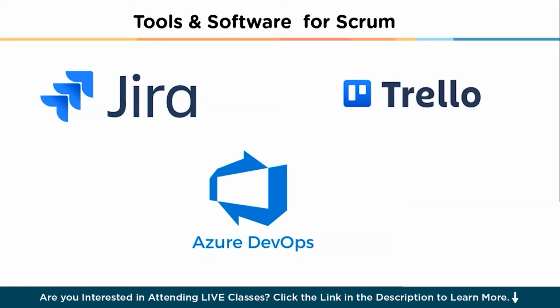Azure DevOps is a comprehensive suite of development tools that supports Scrum and other agile methodologies. It includes features for backlog management, sprint planning, continuous integration, and deployment. Azure DevOps integrates seamlessly with other Microsoft tools, making it a good choice for teams using the Microsoft ecosystem.